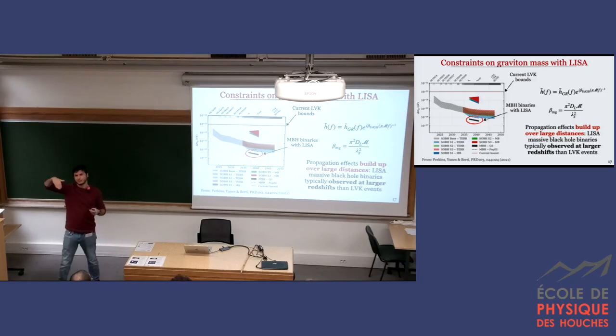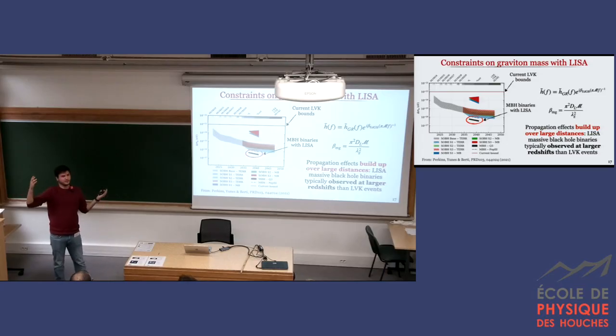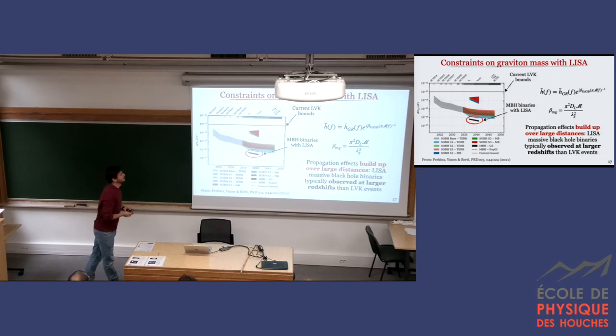Much larger distance than most of the events that LDK is seeing right now. So for LDK, right now, most of the events are up to 1 gigaparsec, a bit larger, let's say 5 gigaparsec at most, while a lot of the events for LISA will be larger than this. So a lot of the massive black holes that LISA will see. This is for massive black holes, not for EMRIs. For EMRIs it is a bit different.